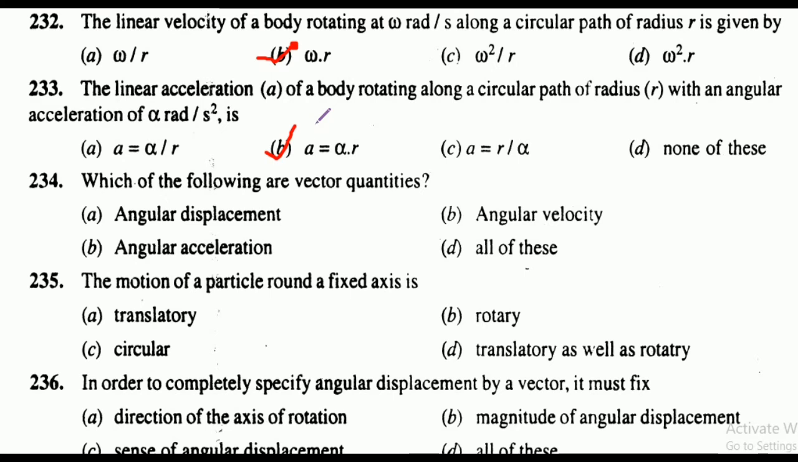Options are angular displacement, angular velocity, angular acceleration, all of these. Here friends, the correct answer is option D, that is all of these. Next is, the motion of a particle round a fixed axis is translatory, or rotary, or circular, or translatory as well as rotary. Here friends, the correct answer is option C, that is it is circular.